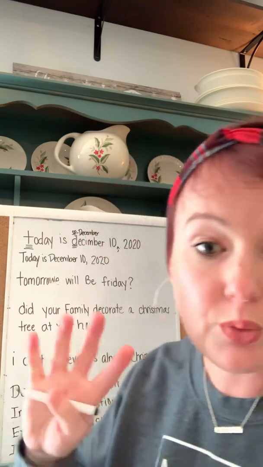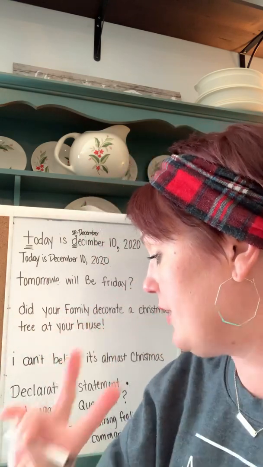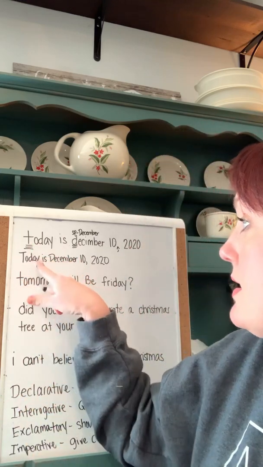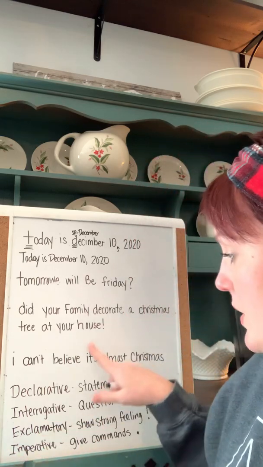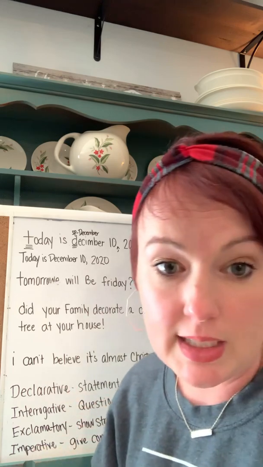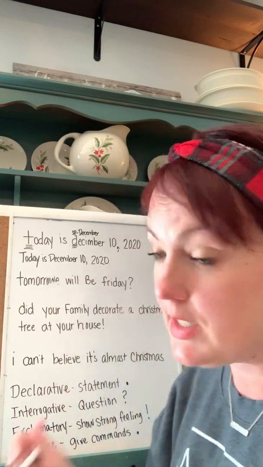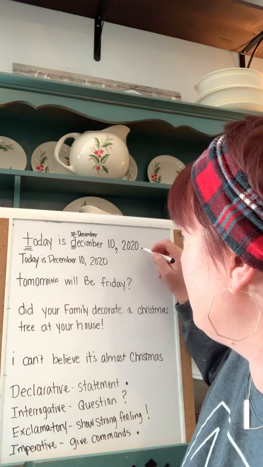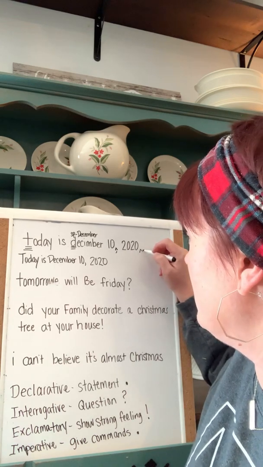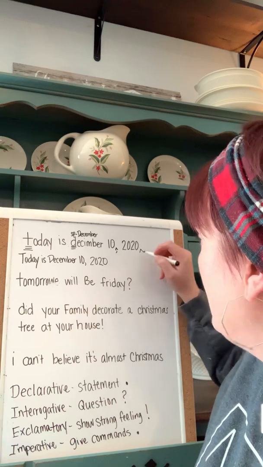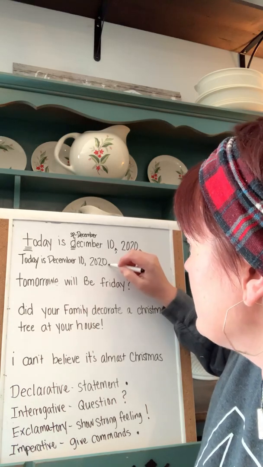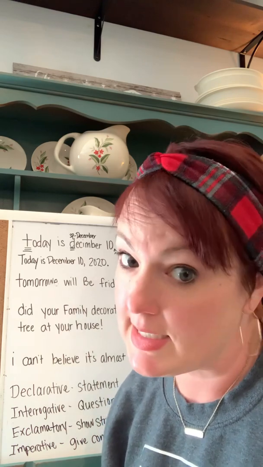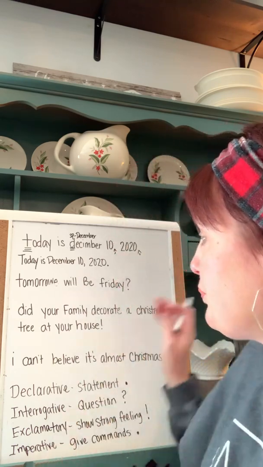Okay, so we have our 4 types of sentences: declarative, interrogative, exclamatory, and imperative. So this sentence says, today is December 10th, 2020. What kind of sentence would that be? Well, that's just making a statement. So that's a declarative sentence. So it needs a period. So we're going to use our little insert mark to put a period at the end of that sentence. So that's what your sentence should have looked like when you edited it and wrote it correctly on your paper.